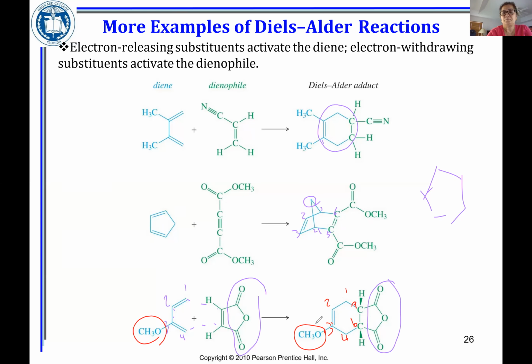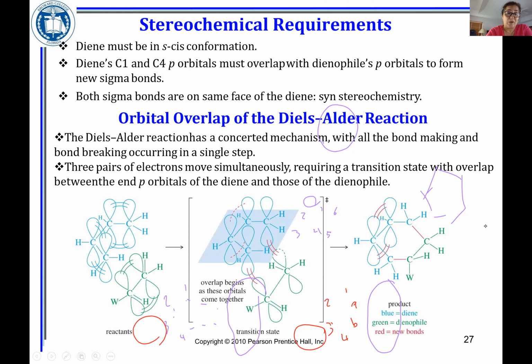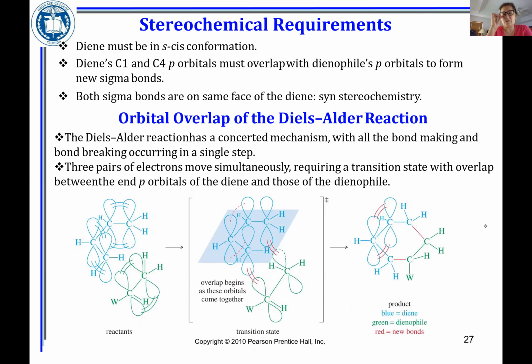Questions? We get a lot of these questions on the quiz, so I just want to make sure that we do go over these reactions. So breaking the pi bond and formation of the single bond, that's what we have. The red colors are showing the new bonds that are forming.